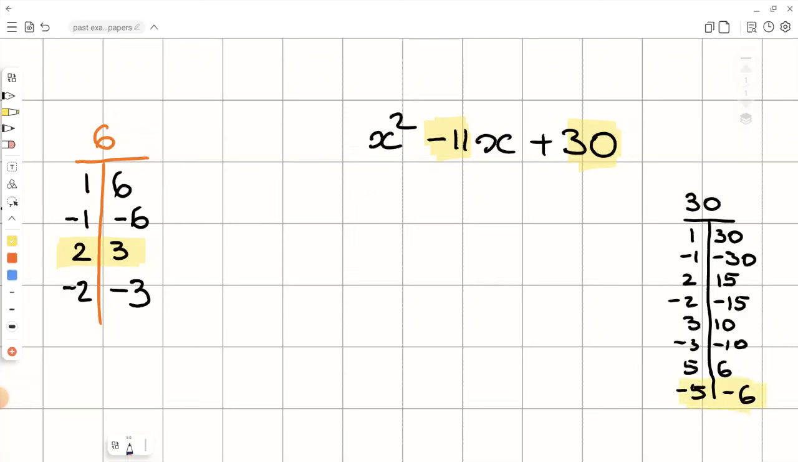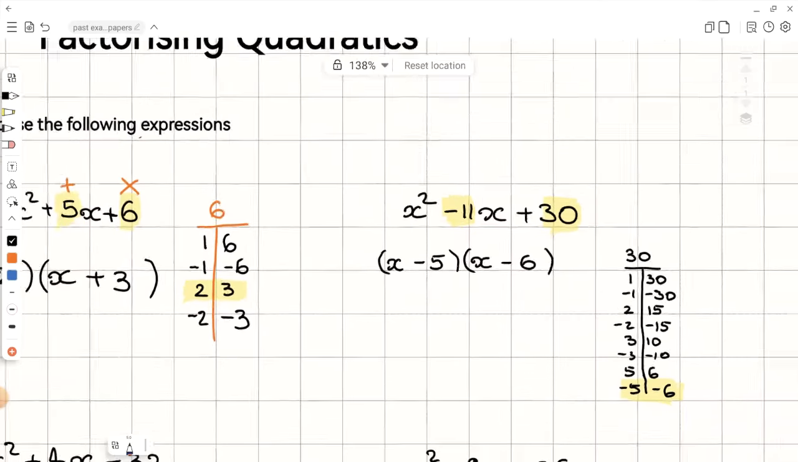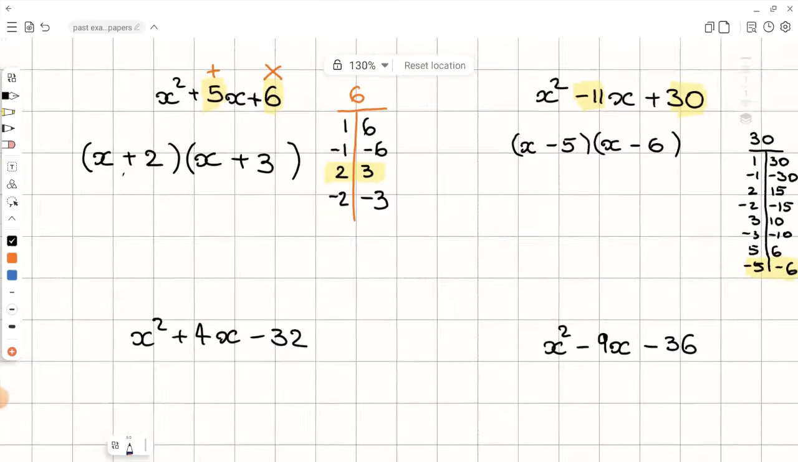Now we want the pair from all these factors that add up to -11, which is -5 and -6. Now that we have our numbers, we can write it in the factorized form. So our numbers are -5 and -6. So I will write it down: x minus 5, that's the -5, and x minus 6, and that's -6.